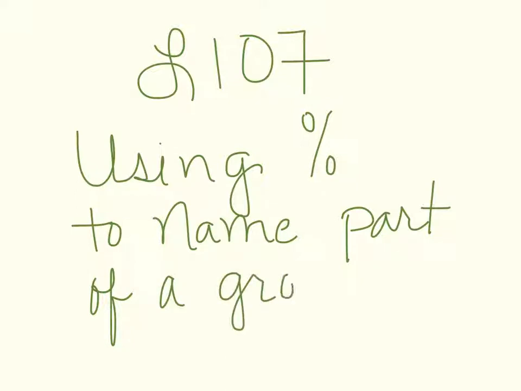Now, this is actually just a combination of a few different ideas that we've been working on, so there's nothing terribly new here. It's just you having to think it through because we've done it all before. But we're going to be using percents to name part of a group. So the first thing that we have to remember is that percents are always going to be written as a percent, but they are actually out of 100. That's what the word percent means, out of 100. So with that in mind, let's take a look at using percents to name.